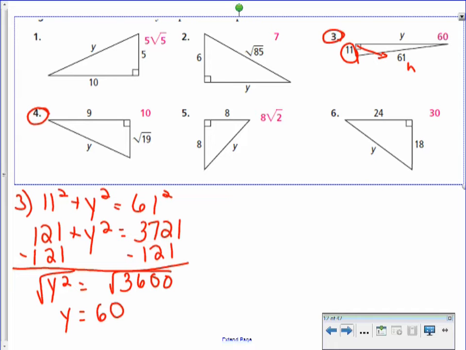Serious. Any other questions on 3? Alright, so now we move to 4.